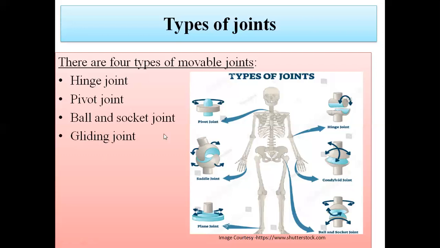There are other joints also, but you have to focus on only these four movable joints: hinge joint, pivot joint, ball and socket joint, and gliding joint.